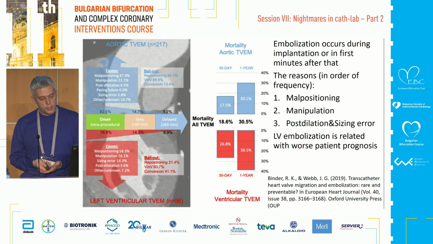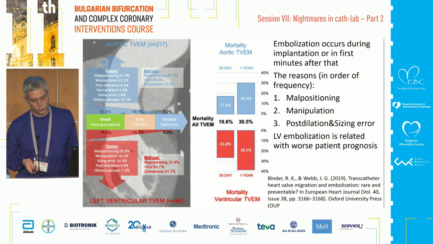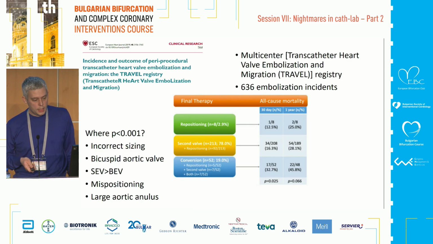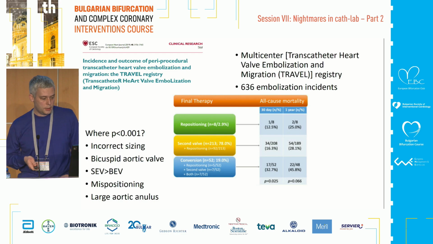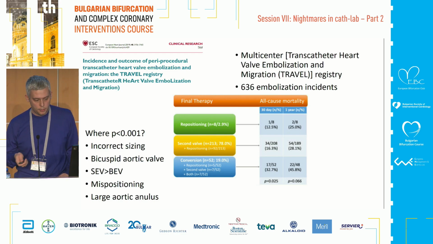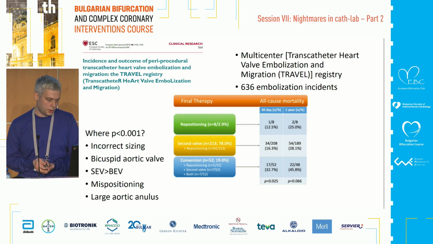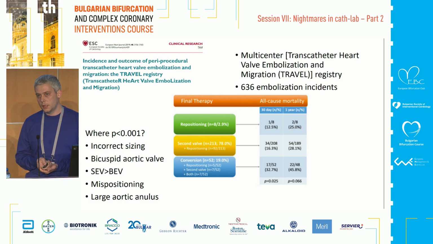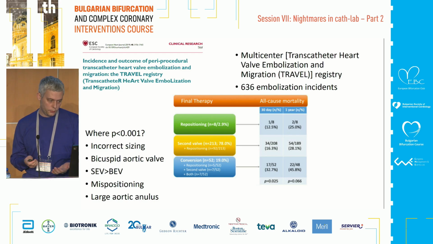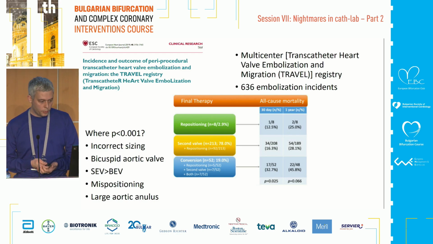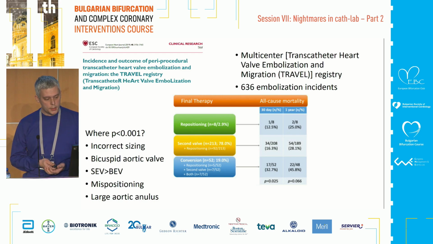All we know about the embolization is that embolization in the direction of the left ventricle carries a grave prognosis and, to be honest, is the worst scenario. Again, in the same registry, the authors found a clinical significance between the embolization ratio and incorrect sizing of the valve, bicuspid native aortic valve of the patient, malpositioning of the implant, and a large aortic annulus of the patient. Of course, self-expandable valves are themselves related with a higher rate of embolization than balloon expandable ones.